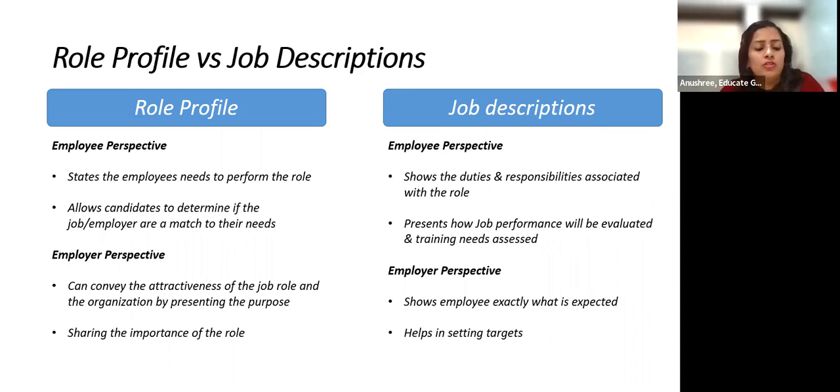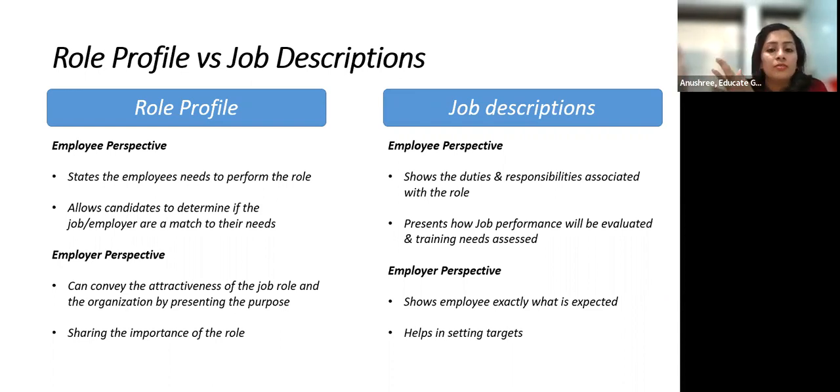So I'm just sharing here the difference between the job profile and a job description. Your role profile mainly enumerates what is needed to perform the role, and allows candidates to determine if the employer matches their needs. While you explain about your organization, you explain why your purpose is important, how it brings about the change that is required, and why this role is important to meet that purpose. That needs to be clearly called out, and I think that really helps attract the talent, showing how that role is important in bringing that change. So that's how you can convey the attractiveness of the job role by presenting the organization.